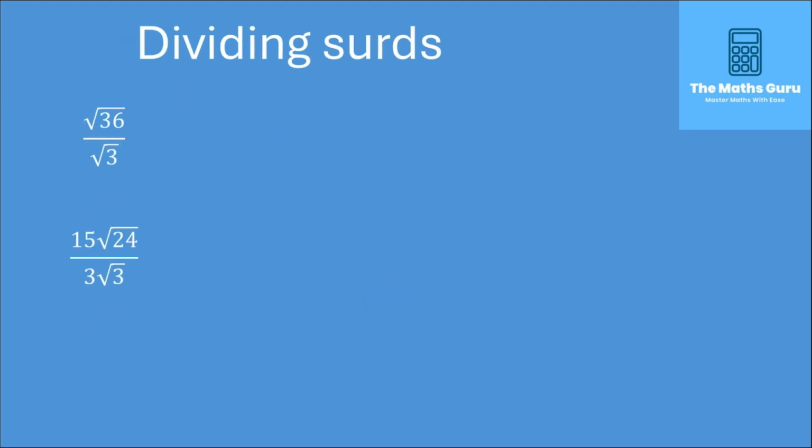Okay, now dividing surds, it's very similar to our multiplication rule. Root a over root b can be written as the root of a over b. And this is our general formula for dividing surds. So in this case, root 36 over root 3 is going to be equal to the square root of 36 over 3, which is going to be root 12.